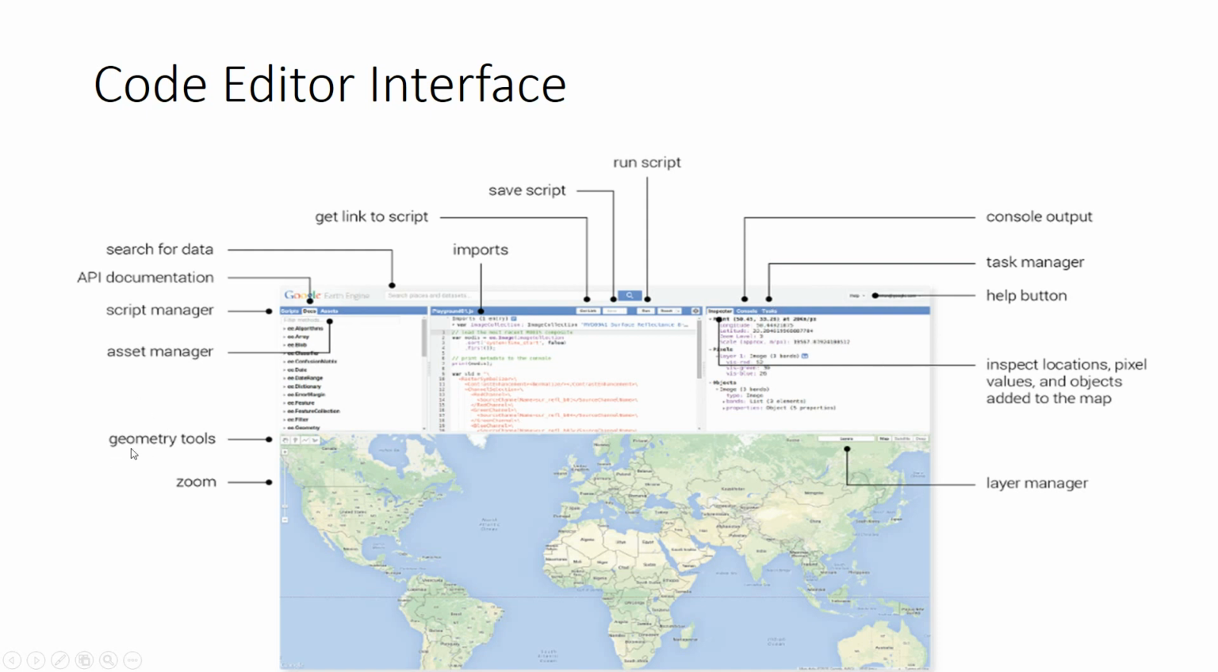And then geometric tools. You can use these to create random points, to create training points, and to mask the study area. Then this one is just a zoom in and zoom out button. Then get the link here if you want to share a link with your friend or your supervisor so that they can help with the script or you just want to share information. You can get the link here and share it.